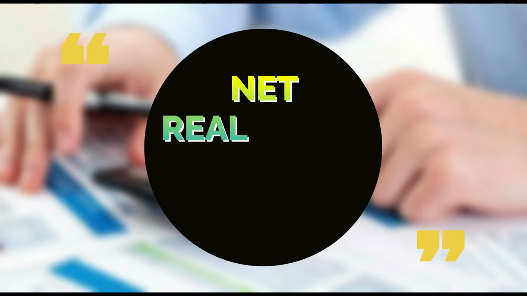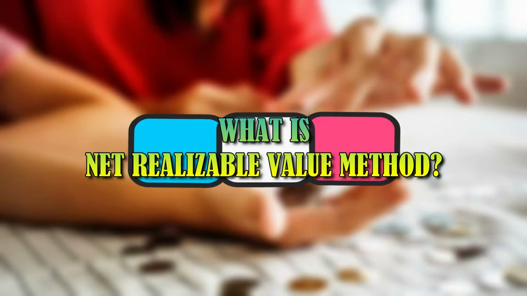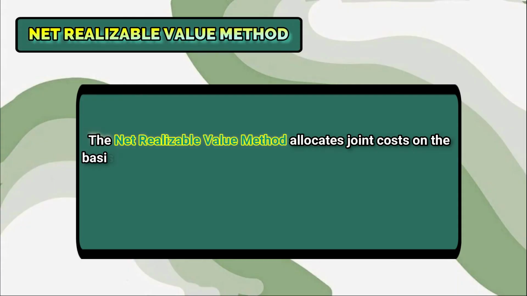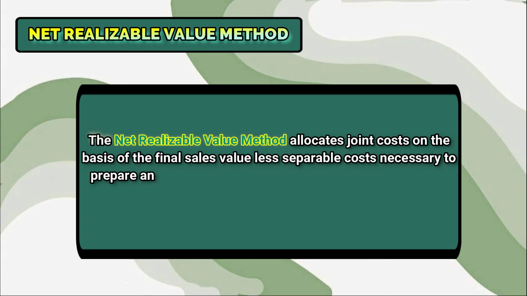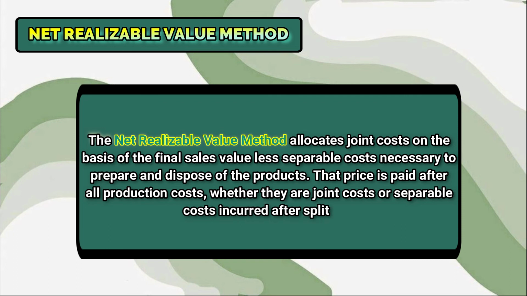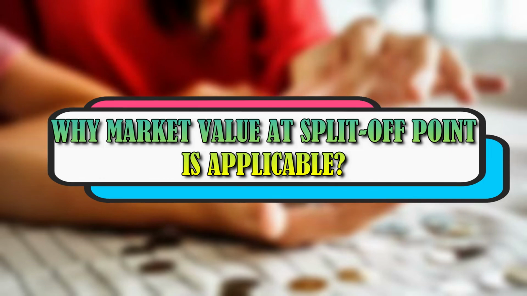Second, net realizable value method. What is net realizable value method? The net realizable value method allocates joint costs on the basis of the final sales value less separable costs necessary to prepare and dispose of the products. That price is paid after all production costs, whether they are joint costs or separable costs incurred after split-off. Why is market value at split-off point applicable?